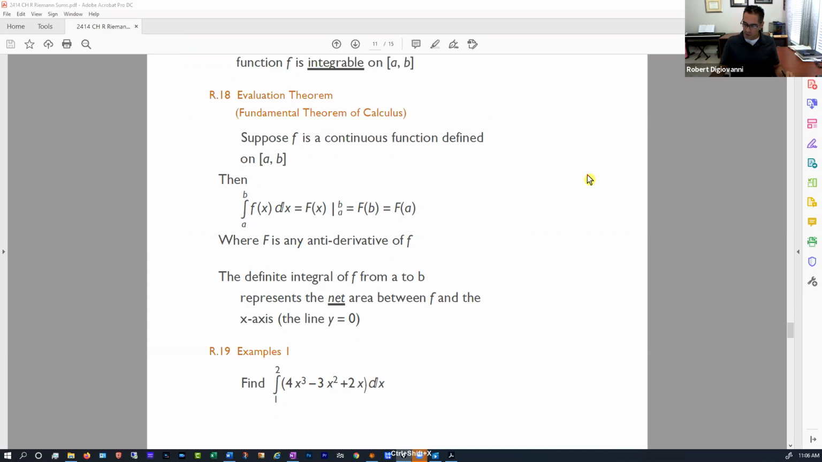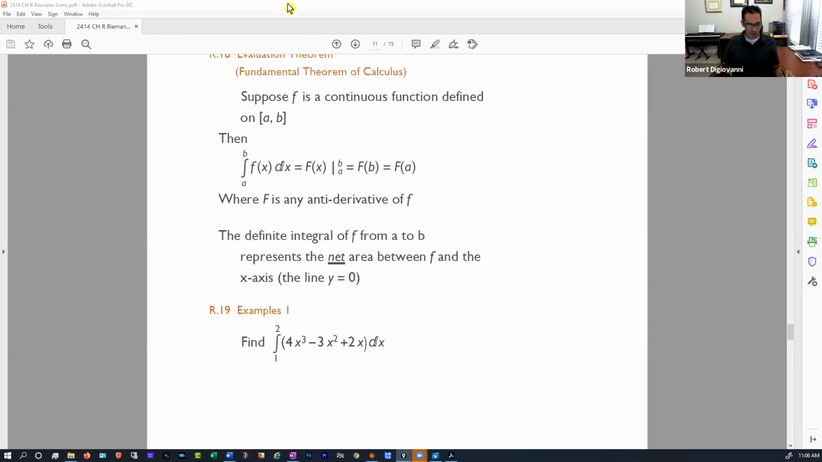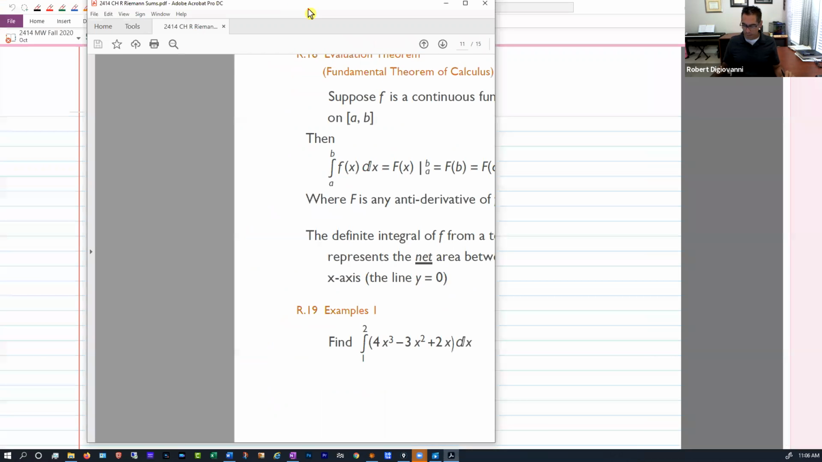So let's do some problems. I'm going to do this first one here. I'm just going to move this to a different window and I'll copy it over here. The first one we're going to do is the integral from 1 to 2. Those numbers here are called our limits of integration. This is called the lower limit of integration.